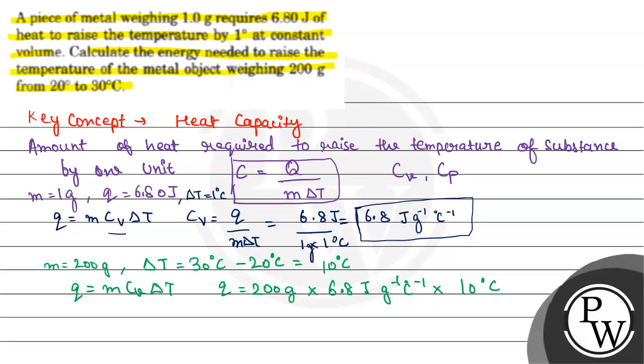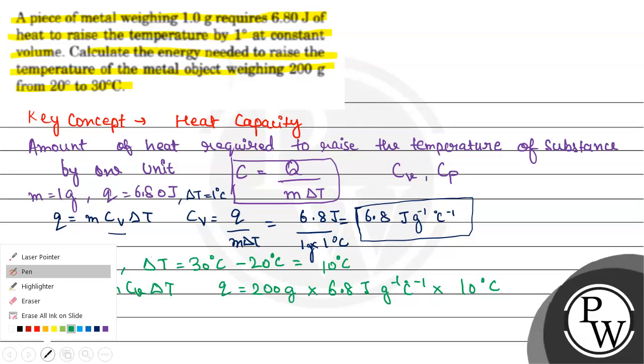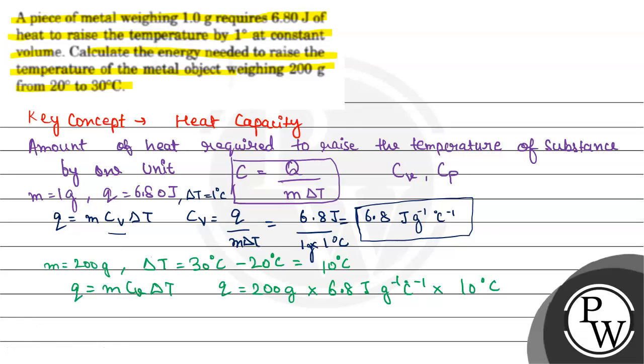अब हम सबसे पहले अपने यूनिट्स चेक कर लेते हैं. यहाँ से ग्राम से ग्राम कैंसिल हो गया, and सेल्सियस से डिग्री सेल्सियस कैंसिल हो गया. जो हमारे पास आंसर आएगा, that will be in the joule. So we will multiply this 200 × 6.8 with 10. So just by multiplication we will get the value 13600 joule.